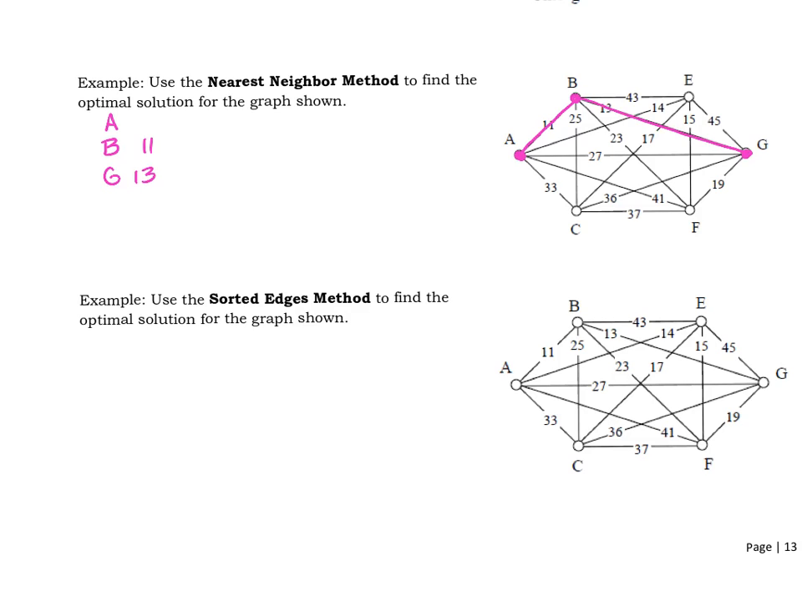Then from there, my next cheapest option is to take this edge of weight 19 to F. And then from F, I can go to E for the cheapest: 15, 23, 41, 37. So I'm going to go up to E for a cost of 15, however we want to think of it. And then from E, my cheapest is my 14, which goes back to A.